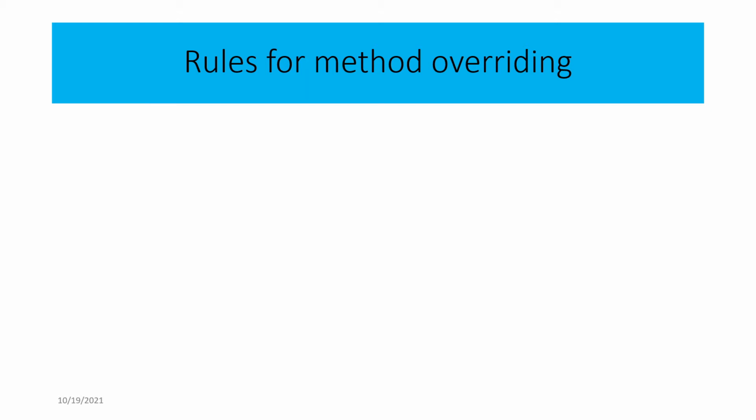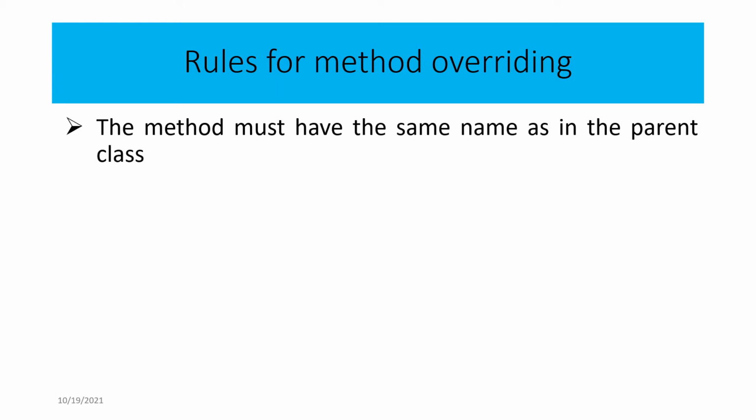These are the different rules for method overriding. Whenever we need to implement method overriding, we need to follow some rules. The first rule is that the method we are going to override must have the same name as in the parent class. That is, whatever method name we use in the parent class, the same name we should use in the child class also. This is rule number one.